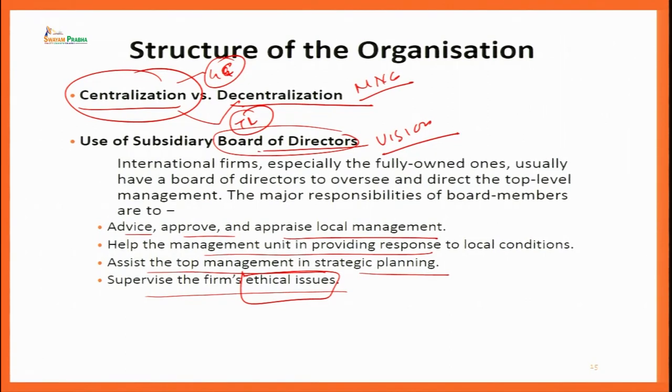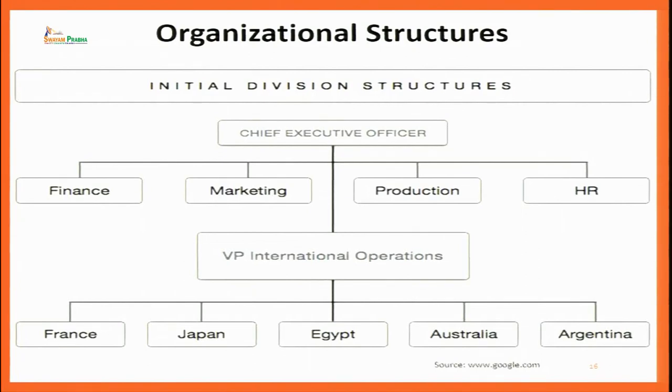Let's quickly look at the various structures to give you a fair idea. I copied the structure from Google. The initial division structure is going to be like this: a chief executive, various functional heads such as the finance head, marketing head, production head, HR head, and a vice president for international operations. He will have the different units in different countries under his control, like France, Japan, Egypt, Australia, Argentina, Bulgaria, Russia, Italy, any country where you have a business. All the countries come under the vice president of international operations.